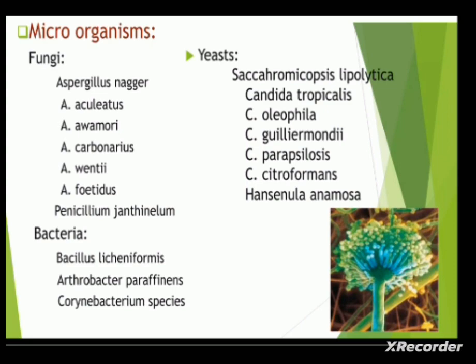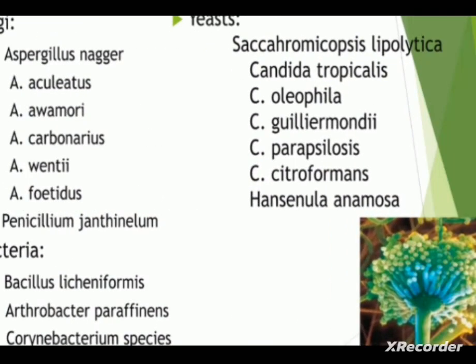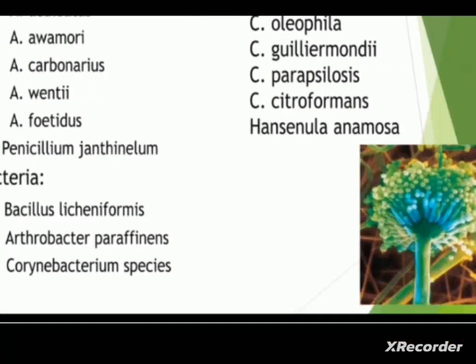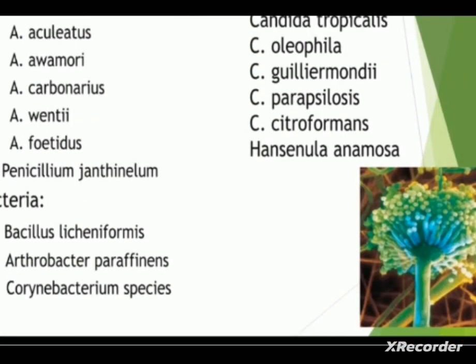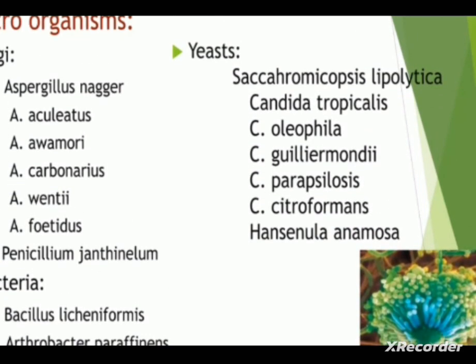First, coming to fungi, there are different species of fungi. The most important species is Aspergillus niger and the other fungi mentioned below. The most important bacterium participating in citric acid formation is Bacillus licheniformis and the other bacteria mentioned below. See, the most important yeast species is Candida tropicalis and the other yeasts mentioned below.